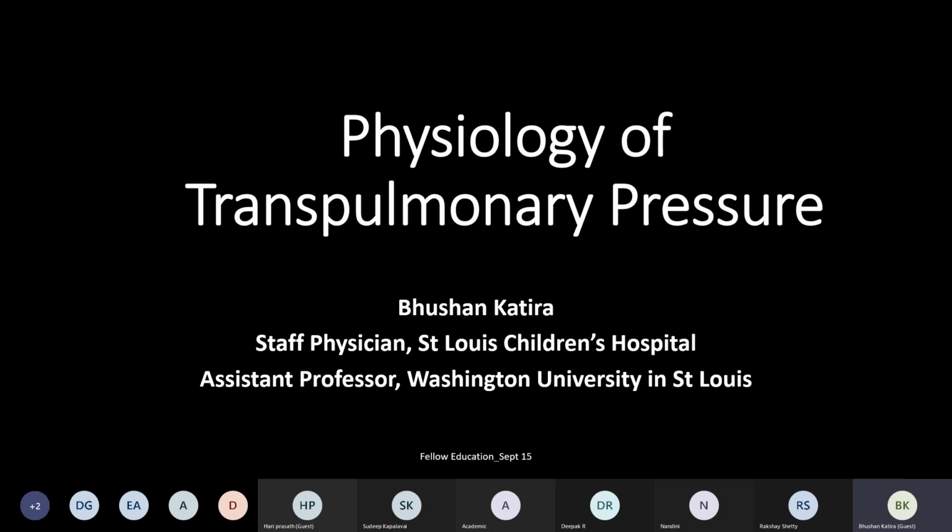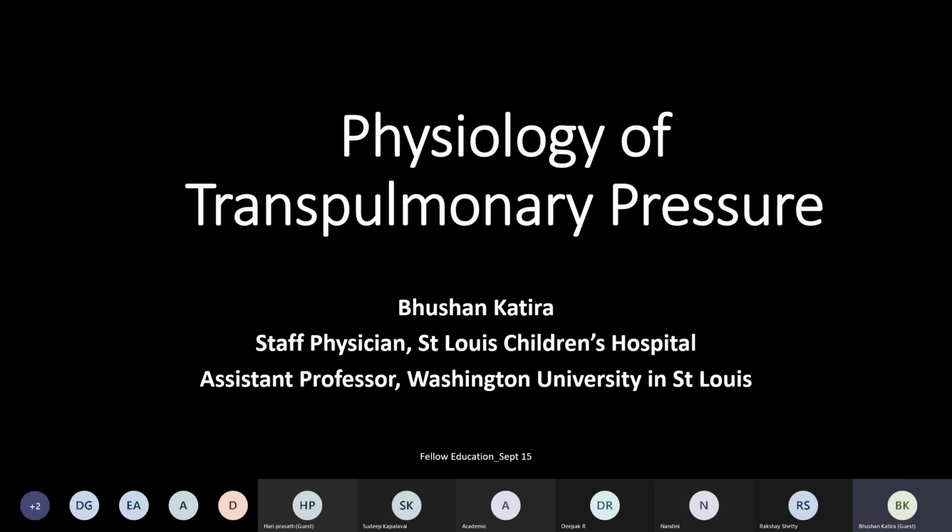The physiology of transpulmonary pressure is becoming a lot of talk of the town. A lot of adult units regularly measure or depend on it, a lot of literature is coming up on it, and several pediatric units are considering or are already doing it, while measuring esophageal pressure.